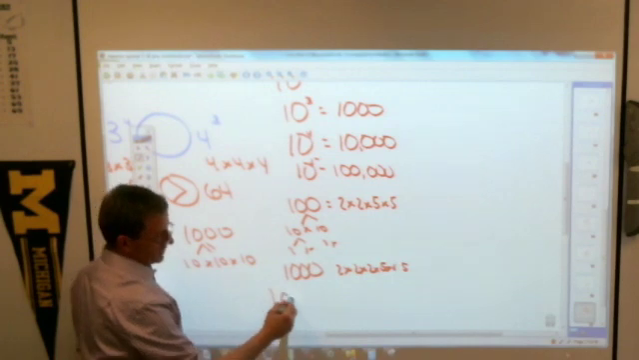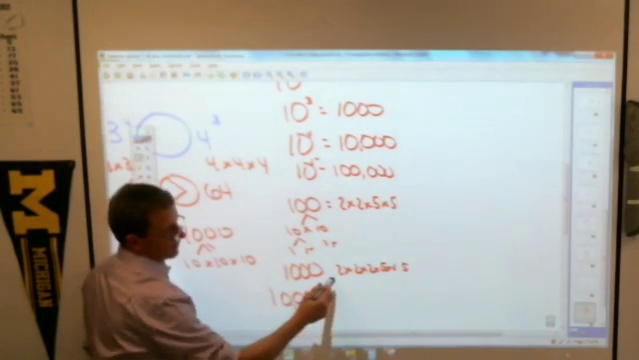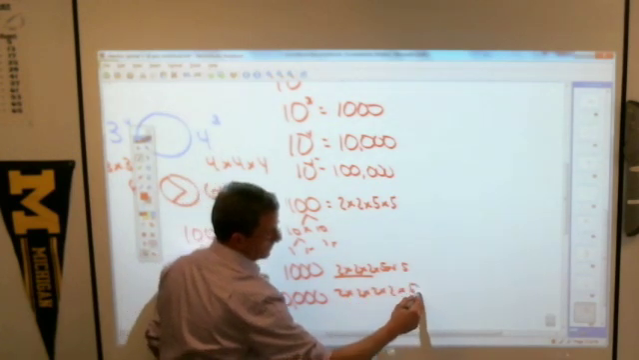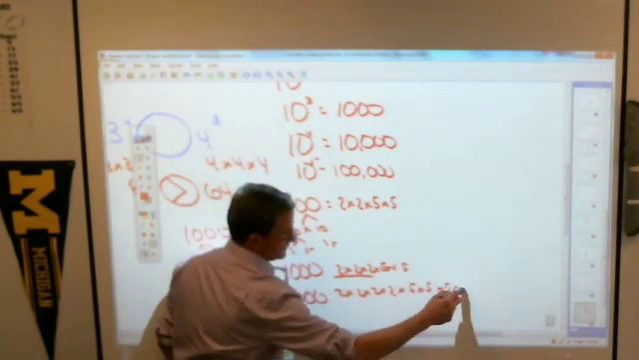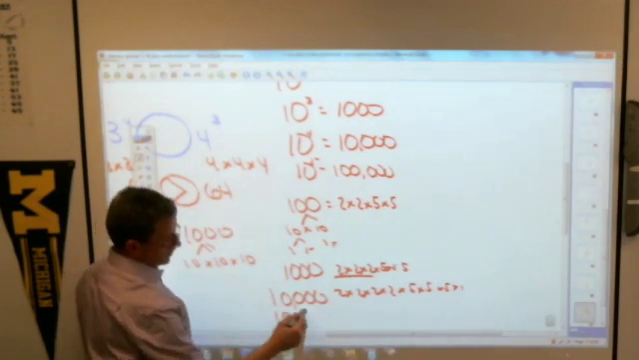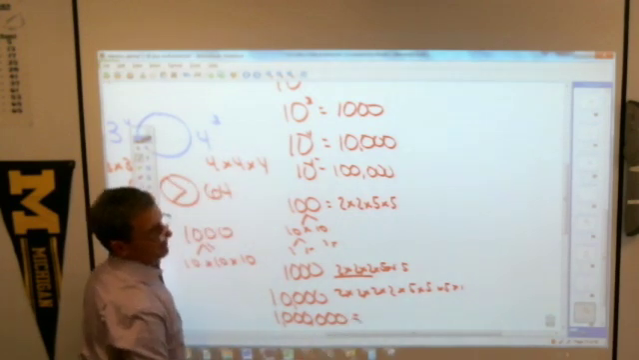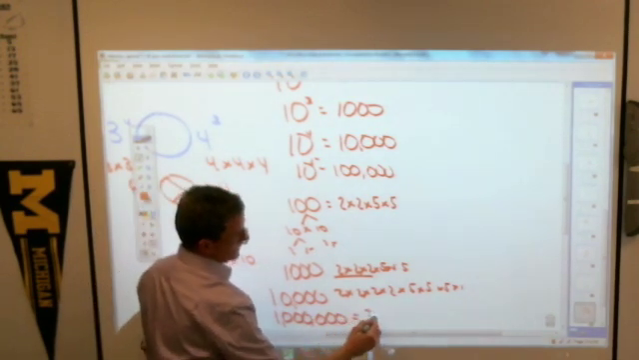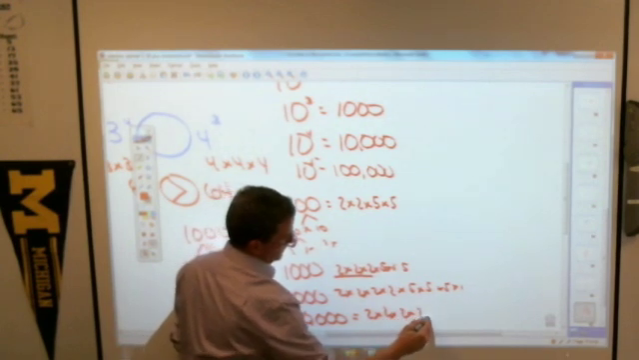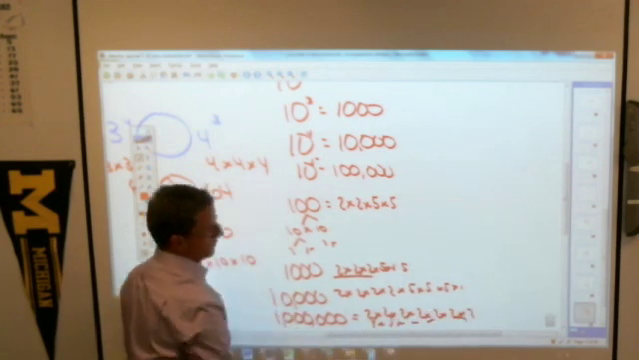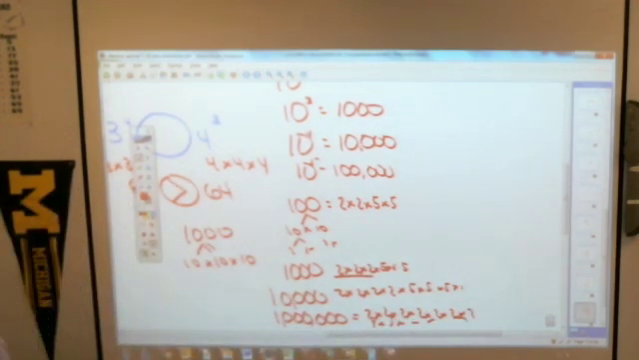Guess what 10,000 is, prime factorized? 4 2's times 4 5's. Guess what a million is? How many zeros in a million? 6. So how many 2's and how many 5's? 6 of each. They just want you to be able to recognize and see that pattern. Now, what do we also have to do now?